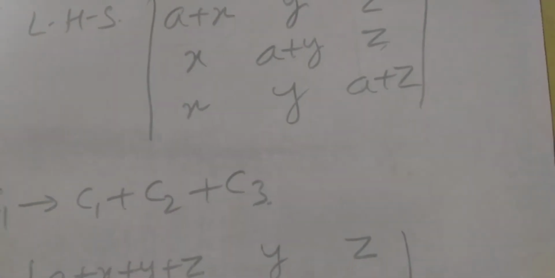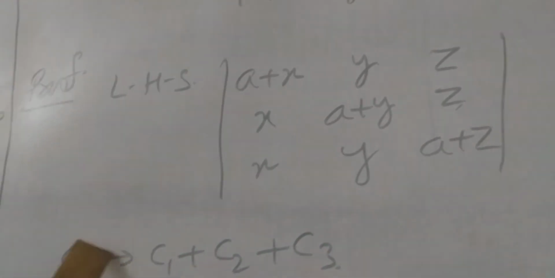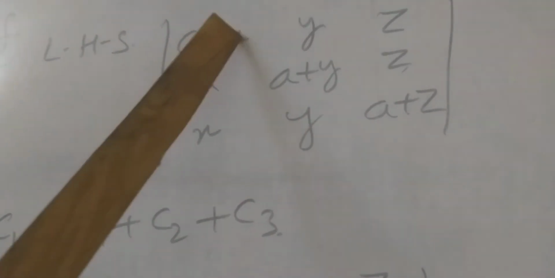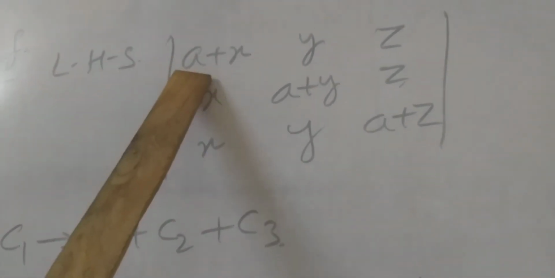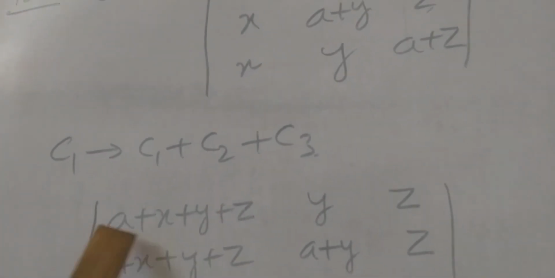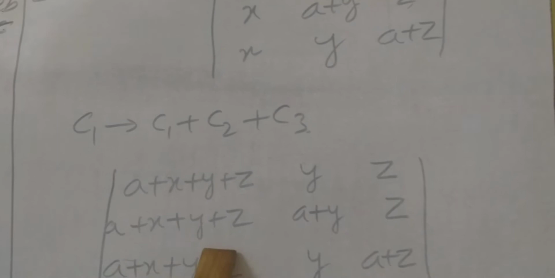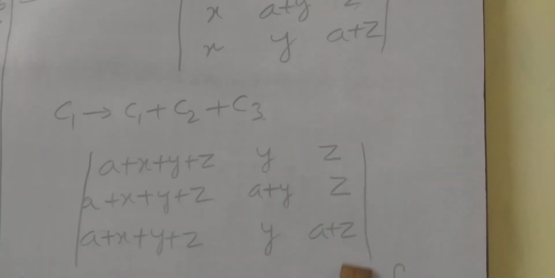This property we can apply. So students, here what do we get? C1 we are changing here. So in place of C1, the sum of all three will come. So A plus X plus Y plus Z. Here also, students, A plus X plus Y plus Z. Here also, A plus X plus Y plus Z. Column second and column third will remain as it is.